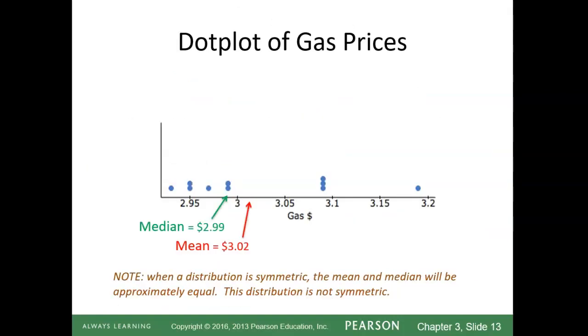But we'll talk more about this idea of the median versus the mean. The reason that the mean is higher is because that high number, $3.20, is probably pulling the mean in that direction, and it doesn't have the same impact on the median, right? So this distribution isn't totally symmetric, but they're not far apart. We'll see distributions where they are far apart, but here they are not that far apart.